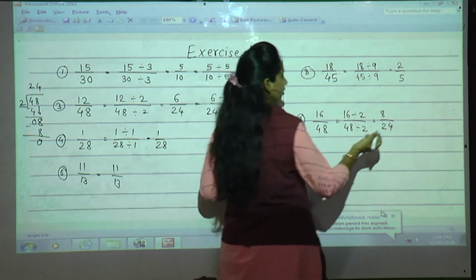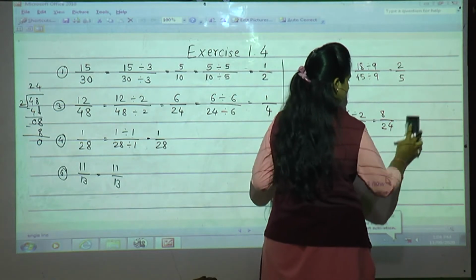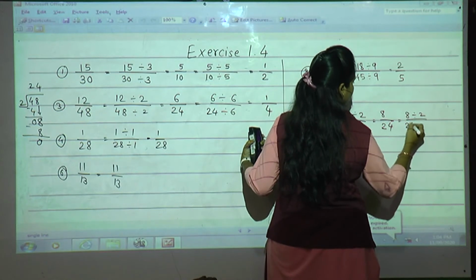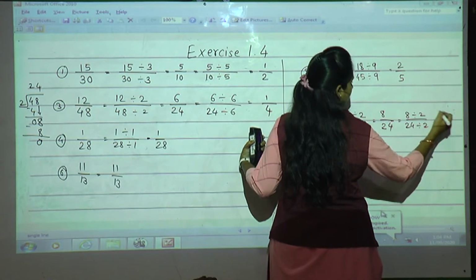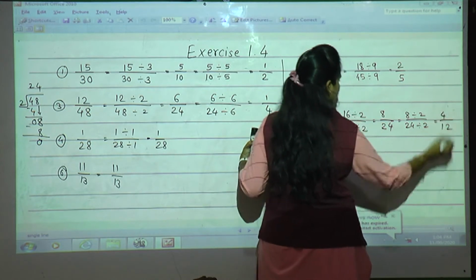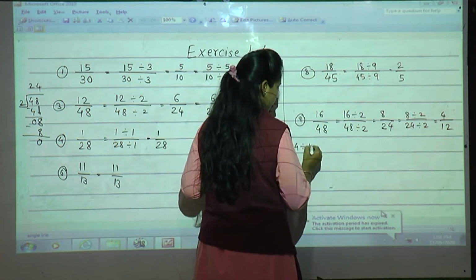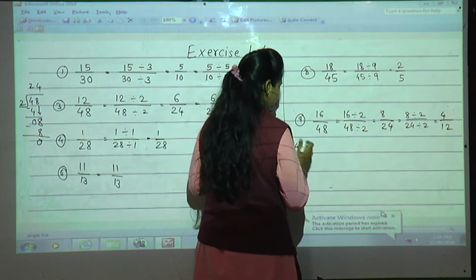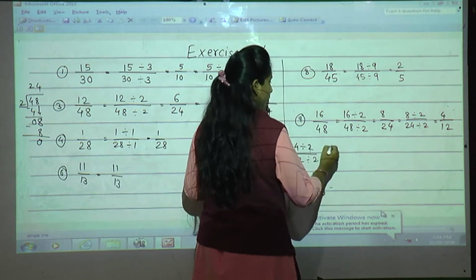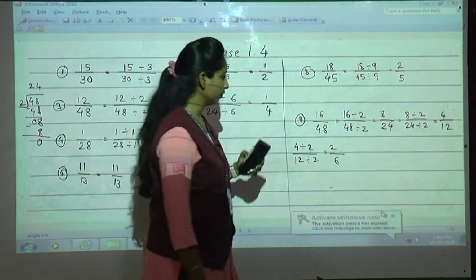Again we can divide this with 2 only. 2 4s are 8, 2 1s are 2, 2 2s are 4. Again we can divide this with 2 only. 12 divided by 2: 2 2s are 4, 2 6s are 12. Isn't it? Again we can.